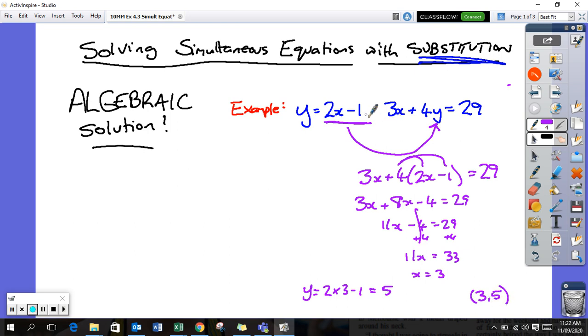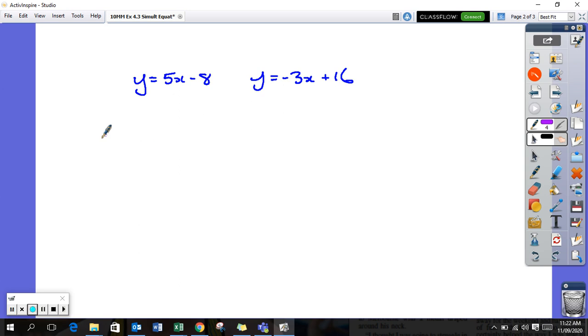And if we check it, 3 times 3 is 9. 4 times 5 is 20, 9 plus 20 is 29. We know it's correct. Okay, so that's it, an algebraic solution of simultaneous equations. So let's just have a look.